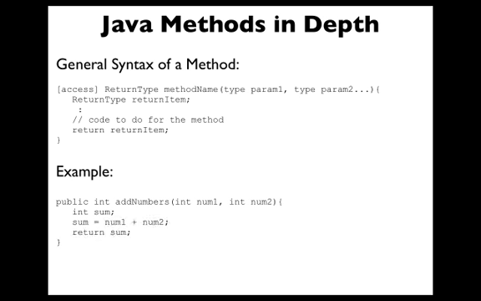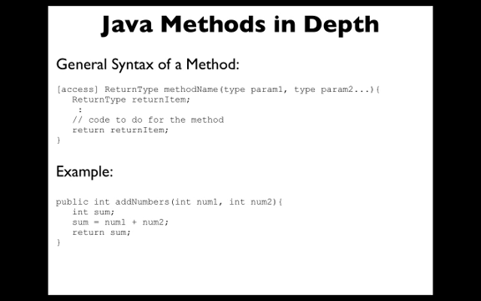Here we see an example method called addNumbers. Basically, this method is designed to take in two numbers as input, add them together, and return them as output. We can see that all the numbers that we're dealing with in this method are of the data type integer. The access modifier is public. This means that this method is available to anything that has access to the class that contains this method.